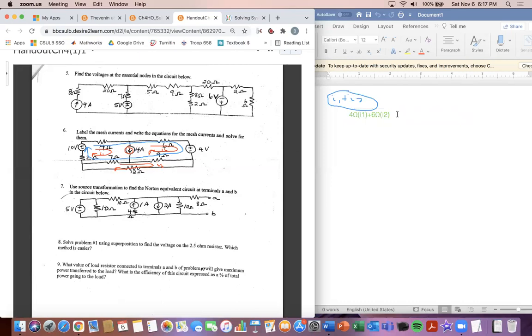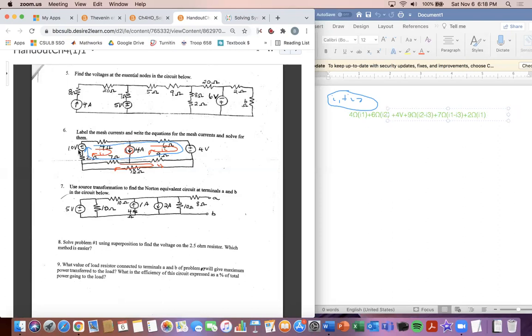So what we're going to do is add 4 volts here, plus this 9 ohm resistor, the current from I2 is going through it, but in the opposite direction we have I3. And then we have this 7 ohm, and that's going to be I1. And then in the opposite direction, we have I3. And then we add this 2 ohm resistor here. That's going to be I1 going through it.